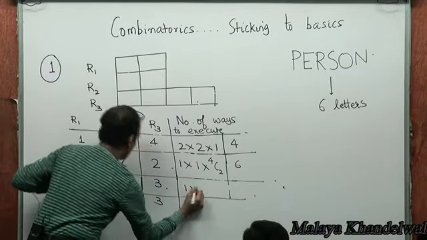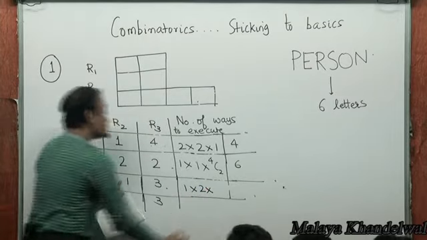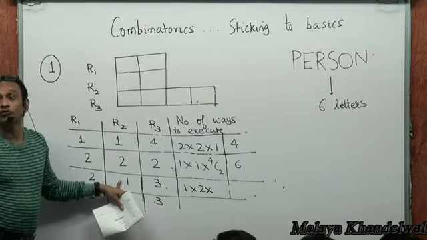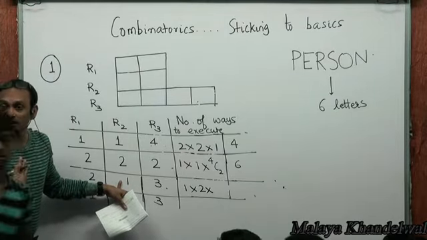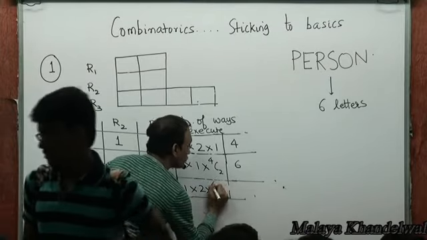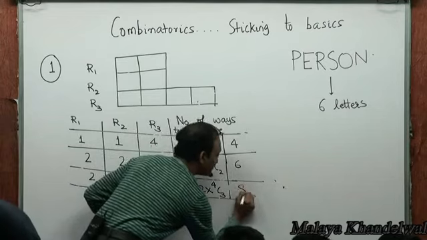Now, 2 cells from row 1, 1 way. 1 cell from row 2, 2 ways. And 3 cells from row 3, 4C3 ways. Yes or no? 4C3 is 4. So that makes it 8 ways.